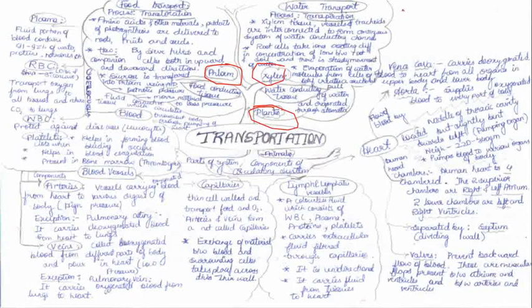Basically, plants are composed of two vascular tissues. What are the vascular tissues? These are the transportation parts of the plants. These are composed of phloem and xylem. So what is the function of phloem?